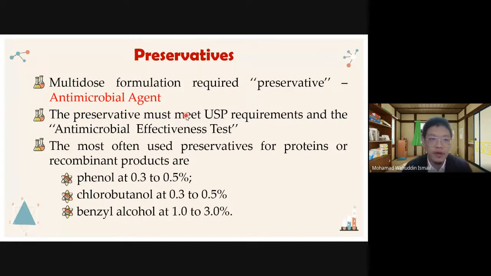Next is preservative. Multi-dose formulations require a preservative, an antimicrobial agent. The preservative must meet the USP requirements and the antimicrobial effectiveness test. The most often used preservatives for protein or recombinant products are phenol, chlorobutanol, and benzyl alcohol. Usually a preservative or antimicrobial agent must be added because the formulation can become a place for microorganisms to grow. So to ensure the shelf life can be increased, we must add an antimicrobial agent.